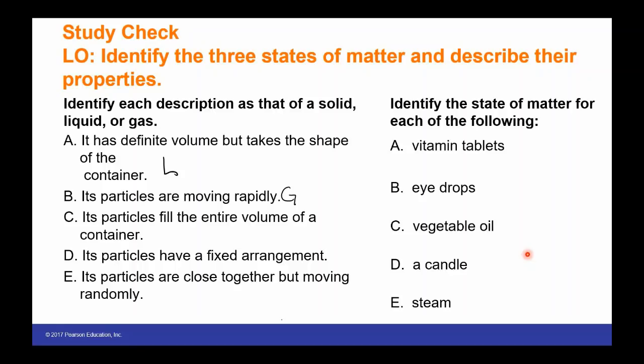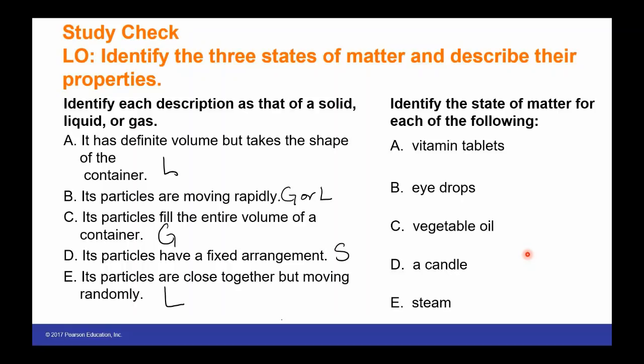However, gases are moving the fastest, so we can say gases are liquid. Its particles fill the entire volume of the container. Well, we know that liquids fill the container, but they don't fill the entire volume of the container. That would be a gas. Its particles have a fixed arrangement. Well, not in a liquid, not in a gas. It's got to be a solid. Its particles are close together, but they're moving randomly. Well, they're moving around, so it can't be a solid. It must be a liquid.